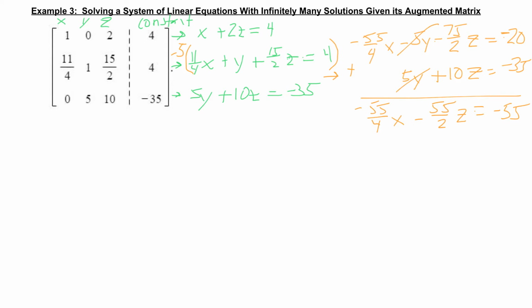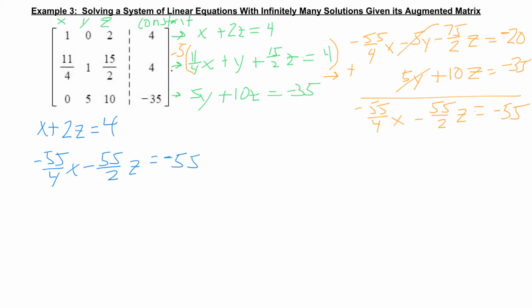So then I'm going to take this equation that just has the two variables x and z, and this equation that has the x and the z, and I'm going to put those two together. So I have that equation x plus 2z equal to 4, and my equation negative 55 over 4x minus 55 over 2z, and that's equal to negative 55. And then what I want to do is either eliminate my x's or eliminate my z's. I'm just going to go ahead and eliminate my x's.